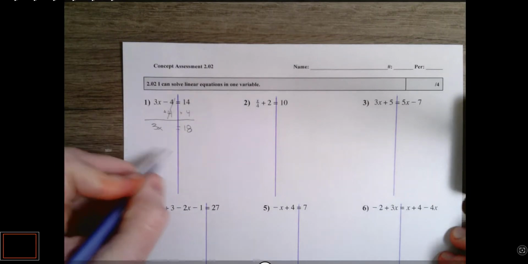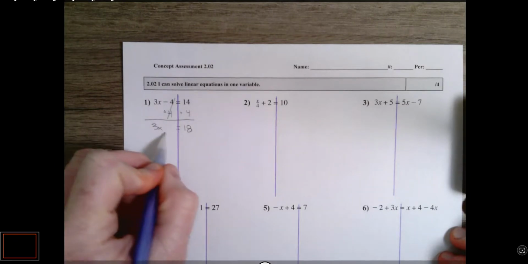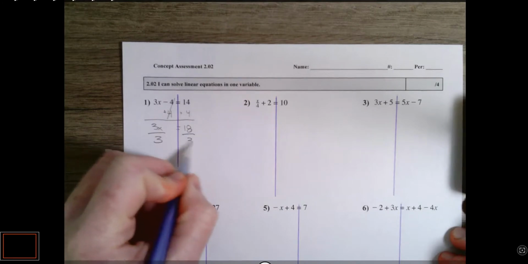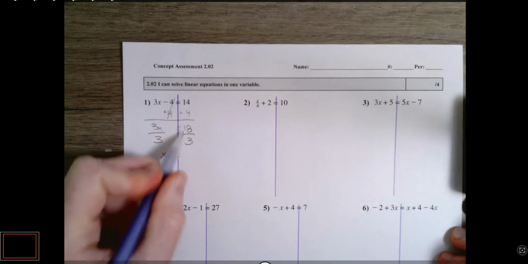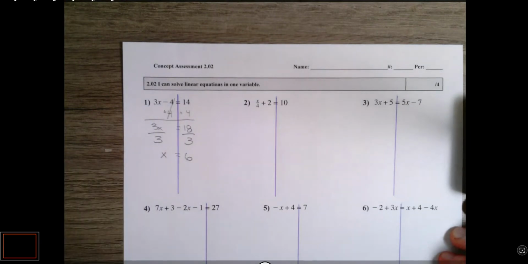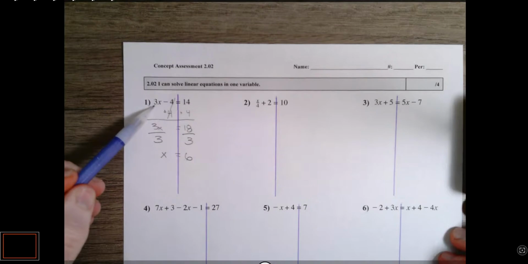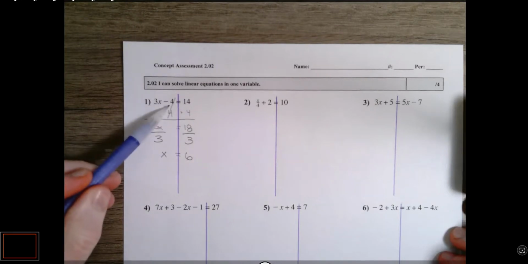So 3 times what is 18? It's 6. If you don't know, we're going to go ahead and divide both sides by 3 because 3 divided by 3 is 1x. 18 divided by 3 is 6. And you can always check your answer by plugging it back in. 3 times 6 minus 4 is indeed 14.